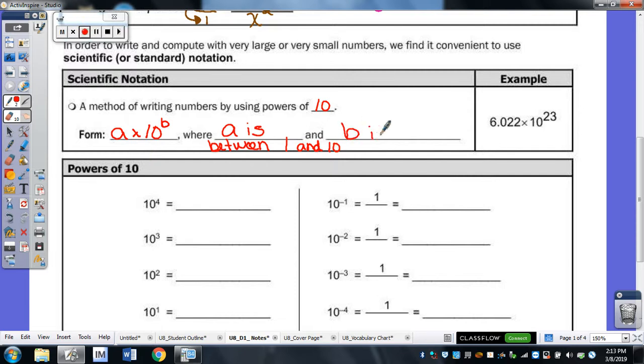And b is an integer. So your exponent can never be a decimal or a fraction or anything. Your exponent's always going to be an integer value, whether it's positive or negative.